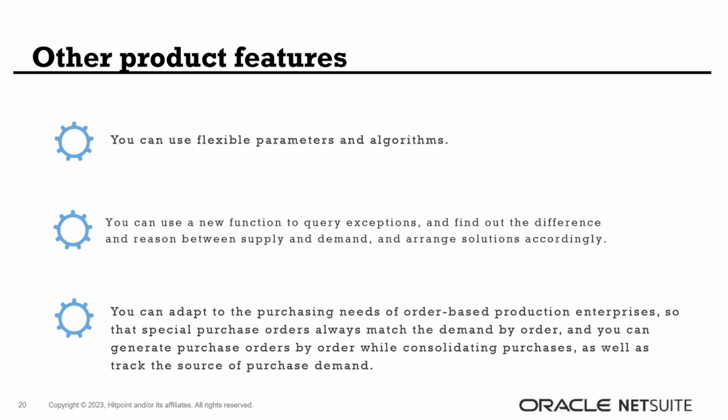Besides, there are some other benefits, such as: 1. Flexible defined parameters and algorithms are available. 2. A new function for exception query, directly finding out the difference between supply and demand and the reason, and arranging the solution. 3. Adapted to the procurement characteristics of production-based enterprises, so that a special purchase order always corresponds to the demand by order, and can be combined with the purchase, but can also generate the purchase order by order, as well as the source of demand for purchase tracking.